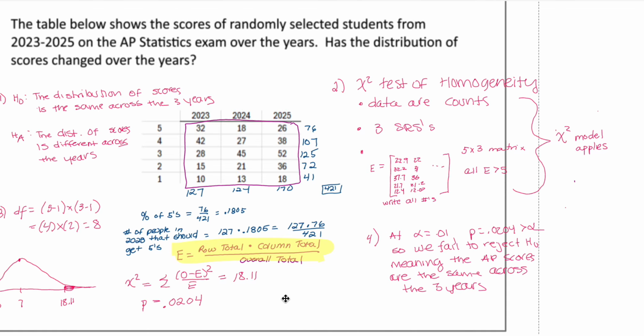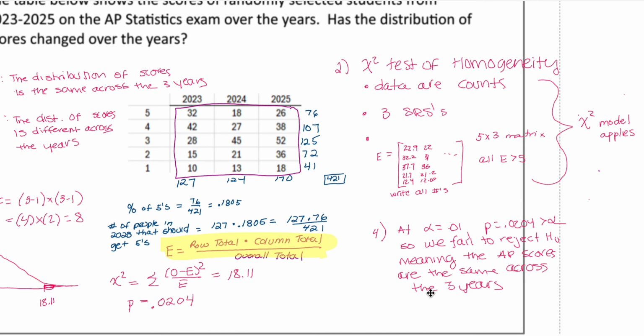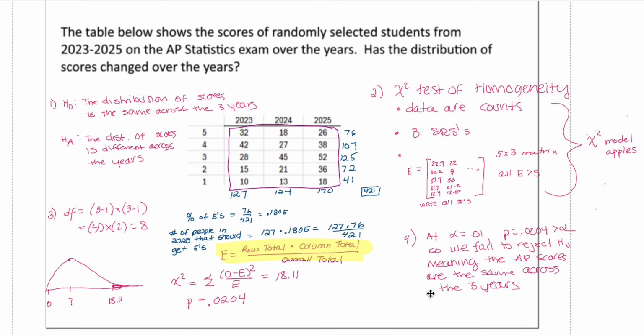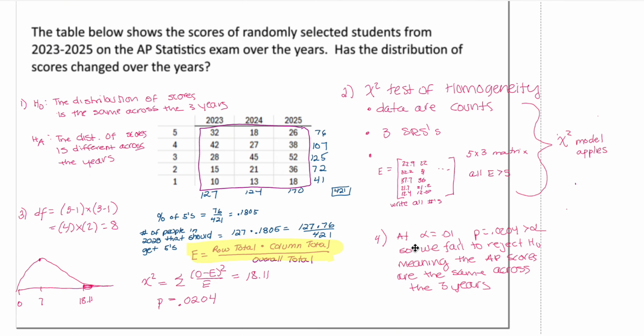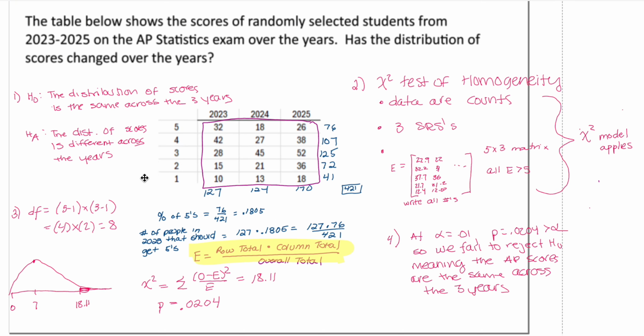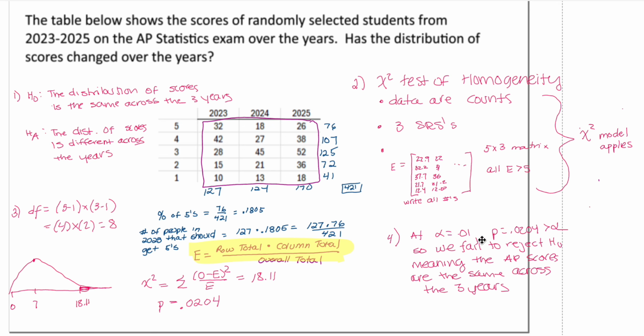Moving on to step 4. This is where we need to draw a conclusion. So in this case, I picked an alpha level. I would say most of the questions will give you the alpha level, but if it doesn't specifically say, you will just go with 0.05. But since we're doing class notes, it doesn't have to be that specific. We just pick 0.01 as our alpha level.